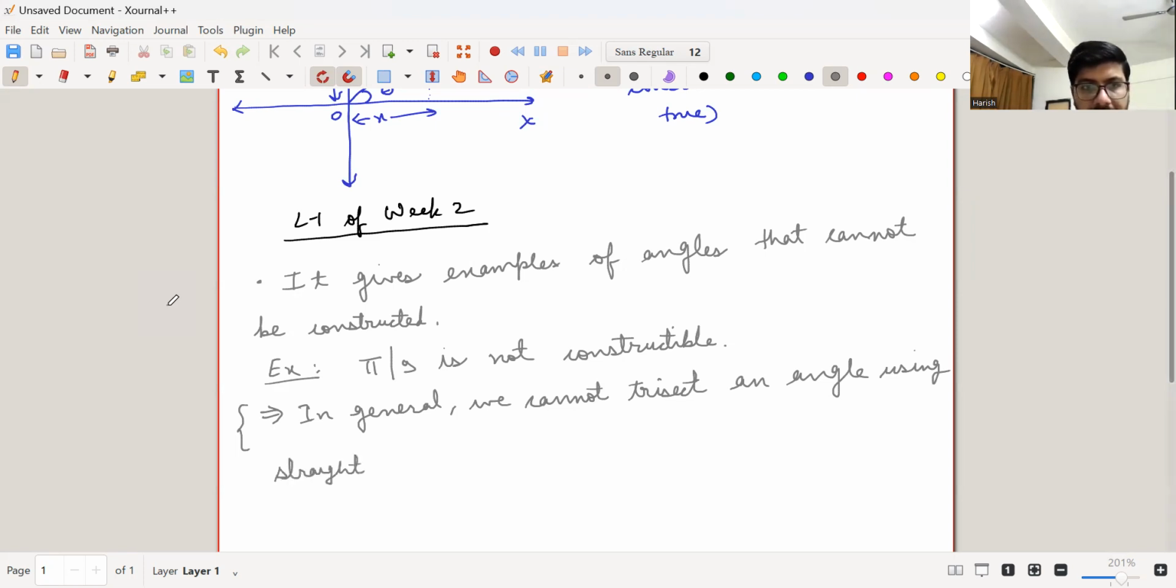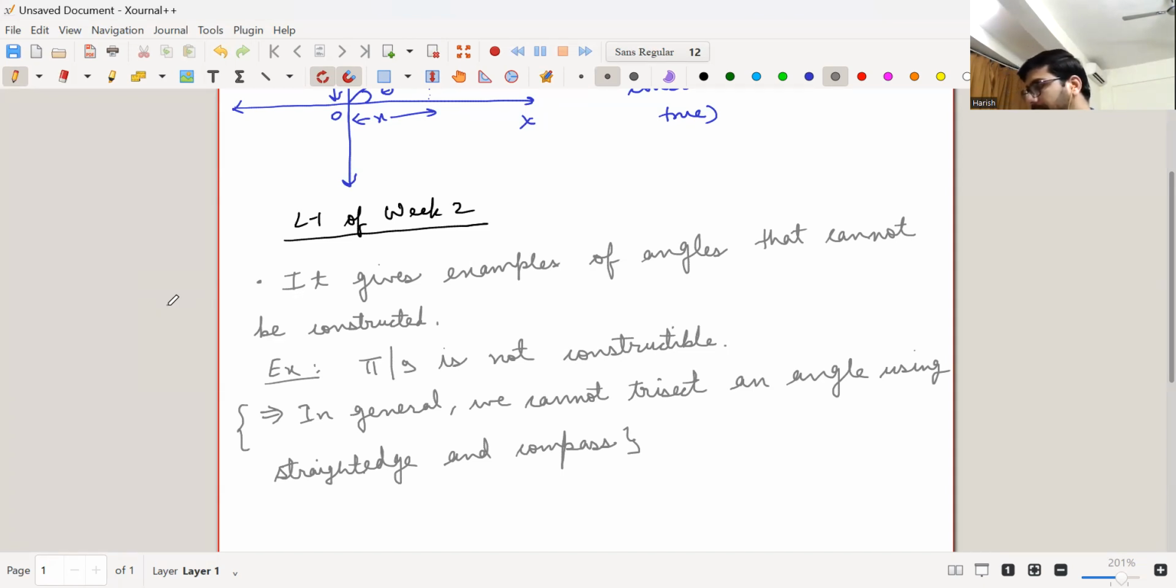Why is it so? Because pi by 3 is constructible using straight edge and compass, and pi by 9 is just one third of it, so it cannot be constructible. That means that in general, if an angle is constructible, it's not necessary that one third of that angle is also constructible. So you cannot always trisect an angle. You can get pi by 3 from pi, but if you start with pi by 3, you will never get pi by 9 using straight edge and compass. So pi by 9 is not constructible.